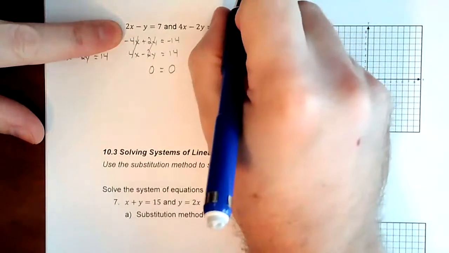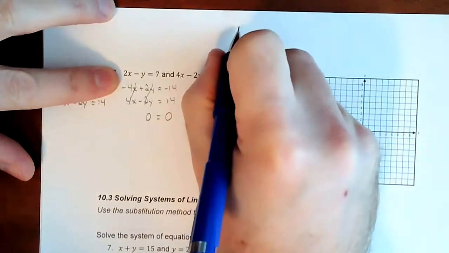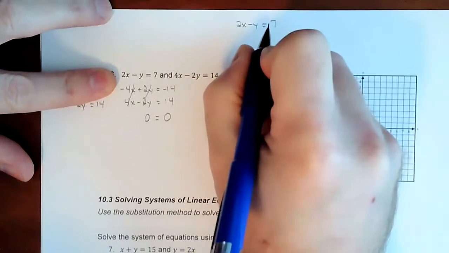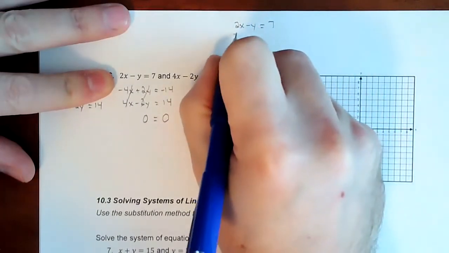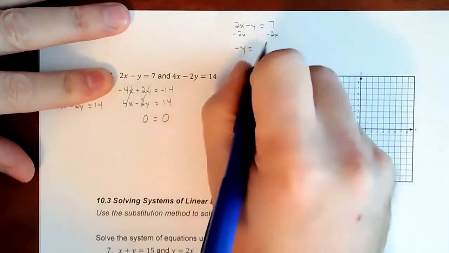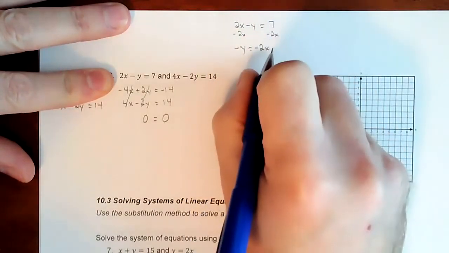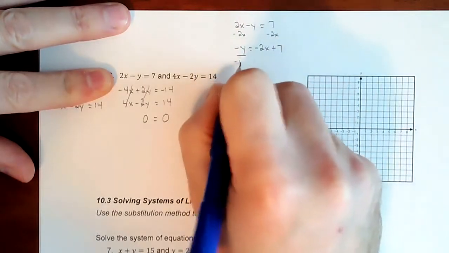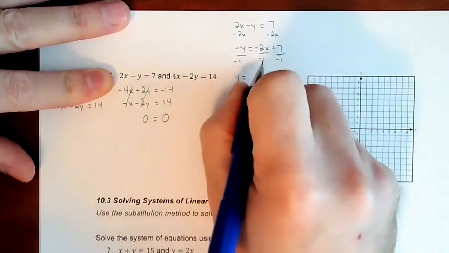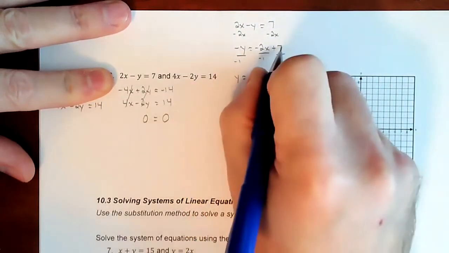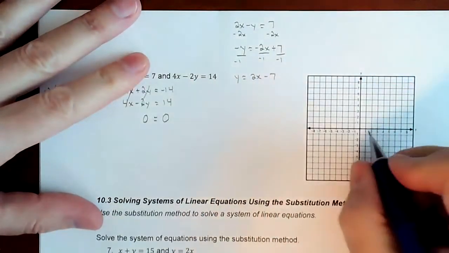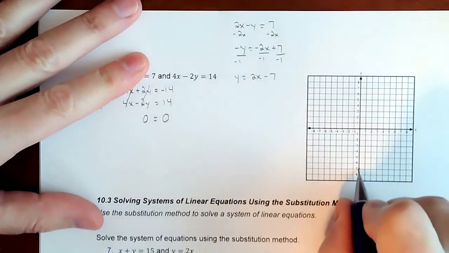So if I take this one and manipulate it, I have 2x minus y equals 7. I'm going to subtract the 2x over. I still have a negative y equals a negative 2x plus 7. Then we'll divide everything by -1 to make it a positive 1. Negative divided by negative is a positive, and positive divided by negative is a negative. So there's that equation: y equals 2x minus 7.